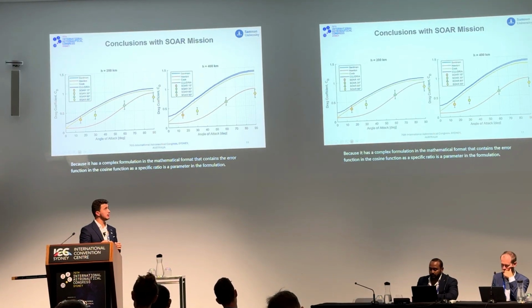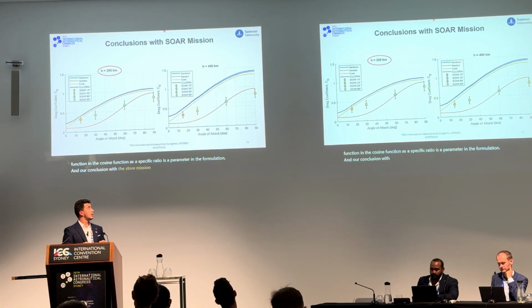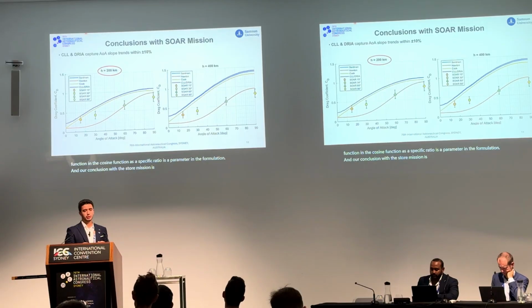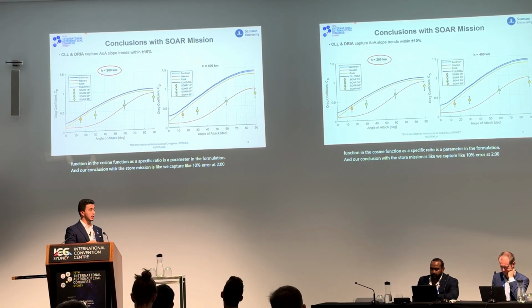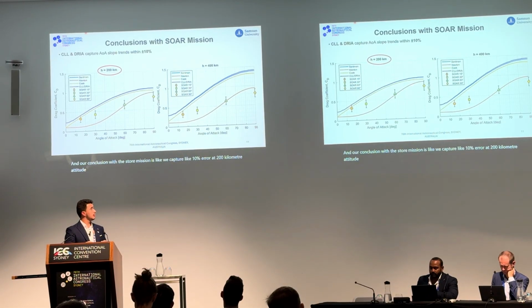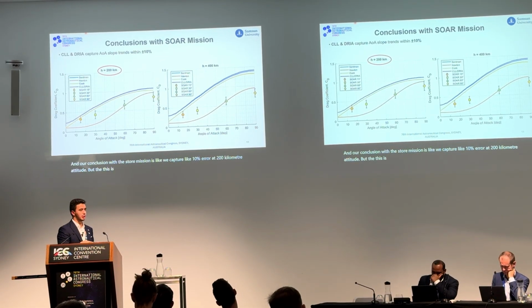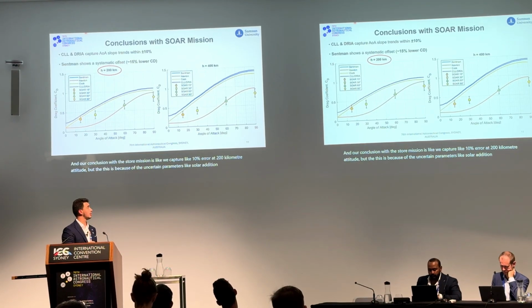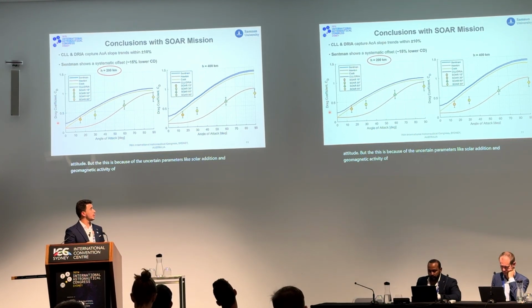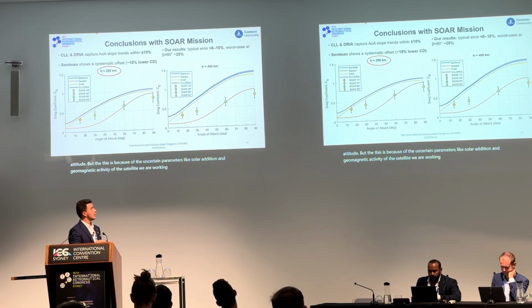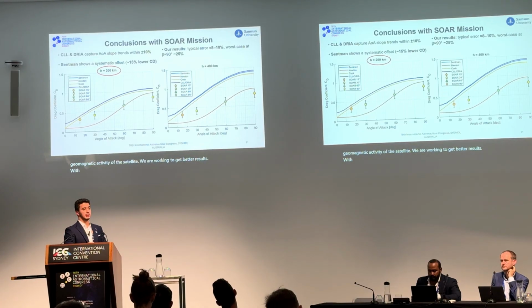Our conclusion with the SOAR mission is that we captured about 10% error at 200 kilometers altitude, but this is because of uncertain parameters like solar radiation and the geomagnetic activity. We are working to get better results with the material applied.